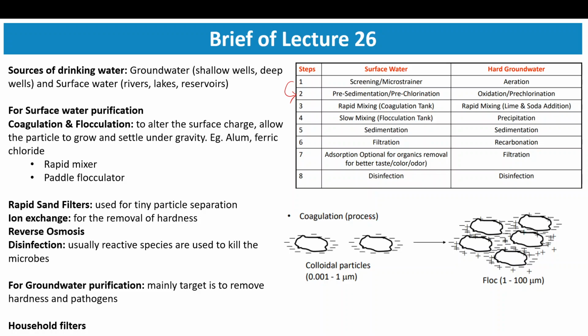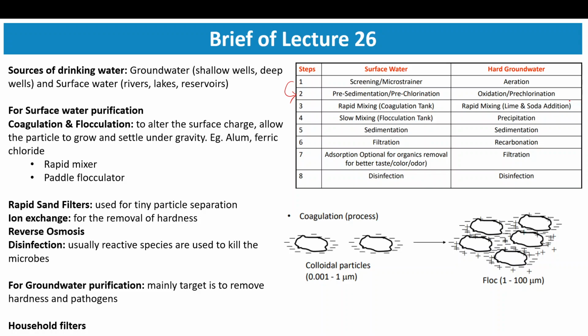Now, contrary to that, groundwater has somewhat different characteristics. So groundwater requires somewhat different purification steps if we want to use it for drinking purposes. First and foremost is aeration and oxidation, which can result in oxidation of a few organics or contaminants which are readily oxidizable.